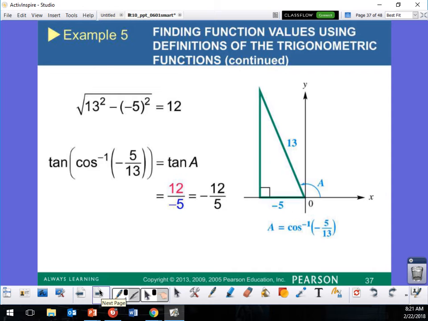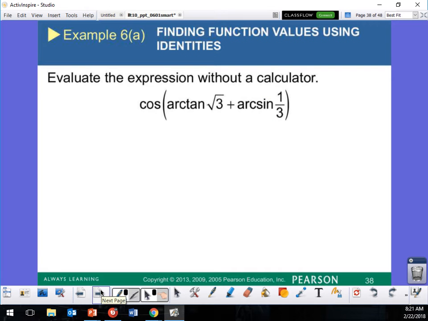There we go, see? Alright, now, this one right here has an addition sign in between. So this one turns into A and B. So I'm going to do that right now. I'm going to call this one A and this one B. So it's a cosine of A plus B.